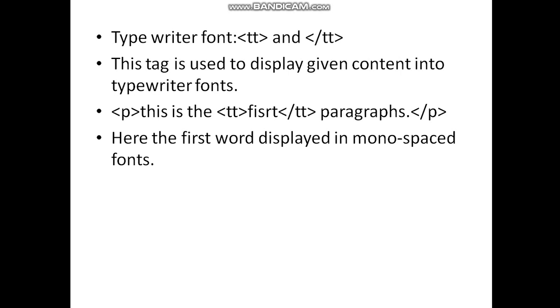Last tag is the typewriter font, TT tag. Start of TT and end of TT. It shows the typewriter font. This tag is used to display the given content in typewriter fonts. Start of P, this is the TT, first, end of TT, paragraphs and end of P. Here the first word is displayed in a monospaced font. Okay, now see the example.